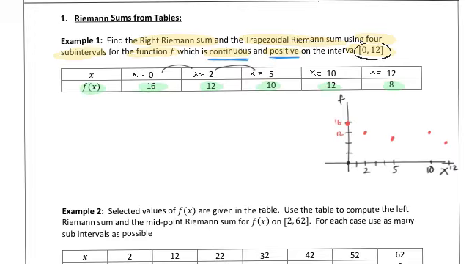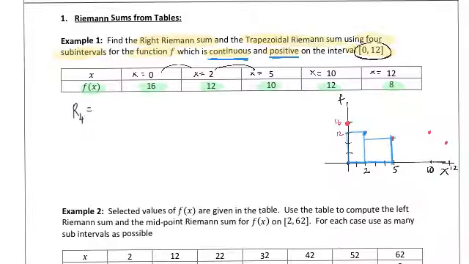Okay, so now that we have that clear, let's think about the right Riemann sum R4. The way we would set this up is first rectangle will go from 0 to 2. The right end of that rectangle is 2, so the y value would have to be 12, and this would be my first rectangle. Second rectangle sits from 2 to 5, and I need the y value at 5, which I have in my table, so this would be my second rectangle.